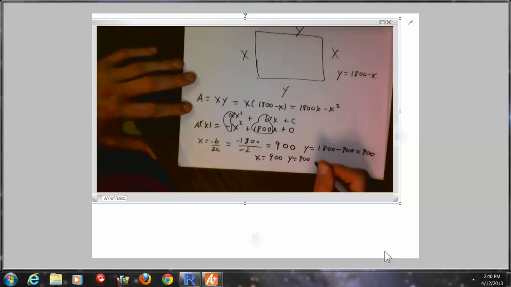So then the area is equal to x times y, which is 900 times 900, which gives us 810,000 feet squared.